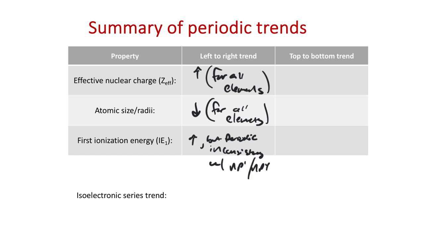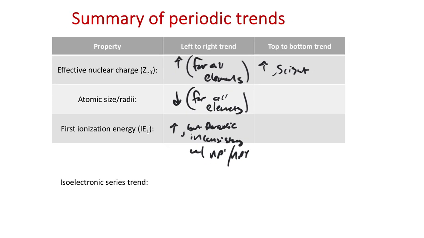So if you think about the top to bottom trend, for these 3 trends here, our effective charge is a slight increase from top to bottom. And so it's not a very big increase, but we get a slight increase. And the explanation here is that this is coming down to those radial distribution diagrams that seemed kind of pointless when we were learning about them. But if you go back to, let's think about, for example, a 4s subshell.